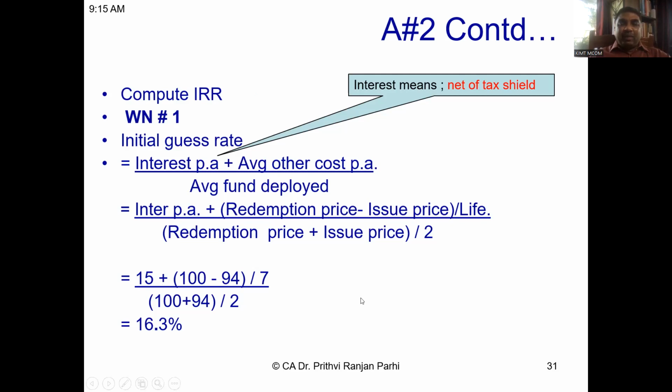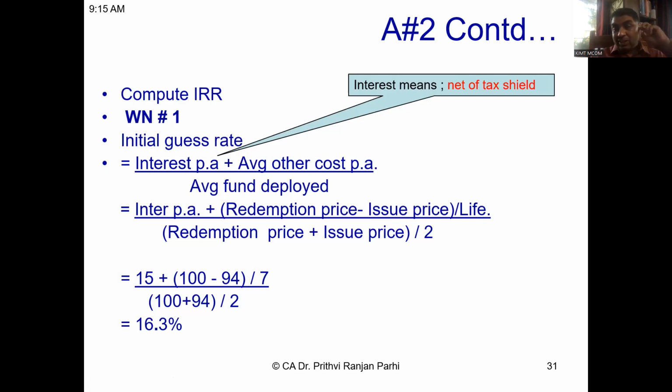Whole divided by average fund deployed. You are getting 94, redeeming at 100. So average fund deployed is (100 + 94) divided by 2, giving 16.3%. Okay, so that is, you can say, kind of a rough cost of debt.